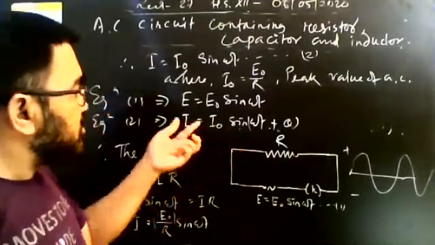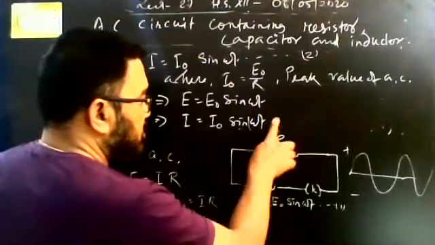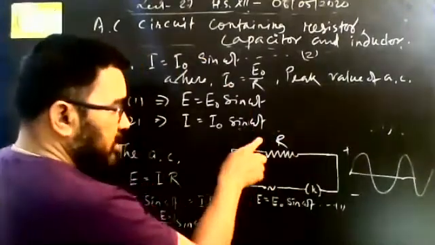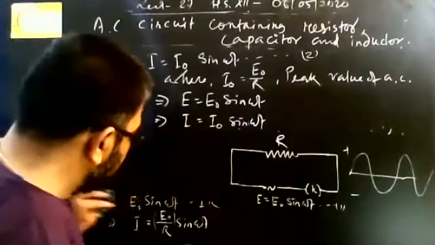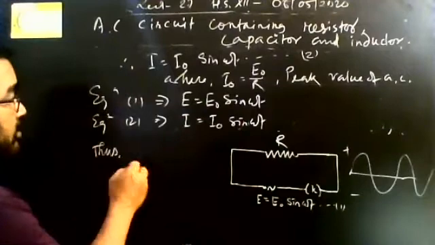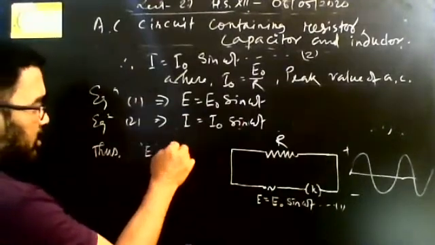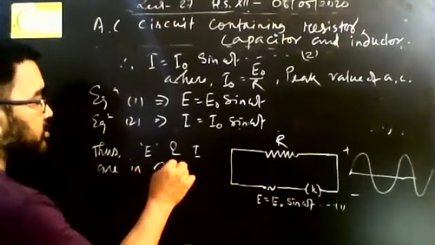So now we observe that here sine omega t, here also sine omega t. That is why we can say E and I are in same phase.